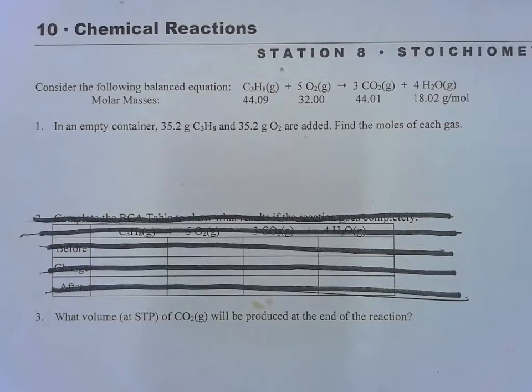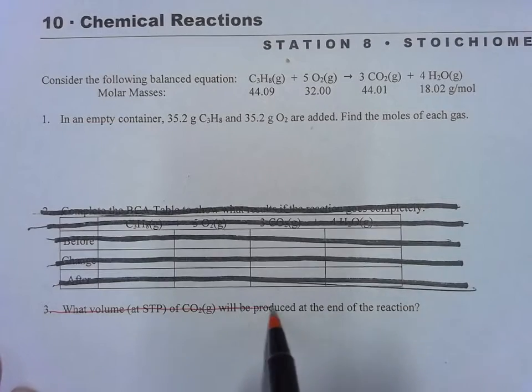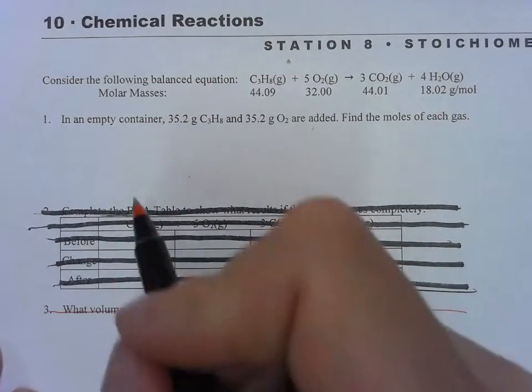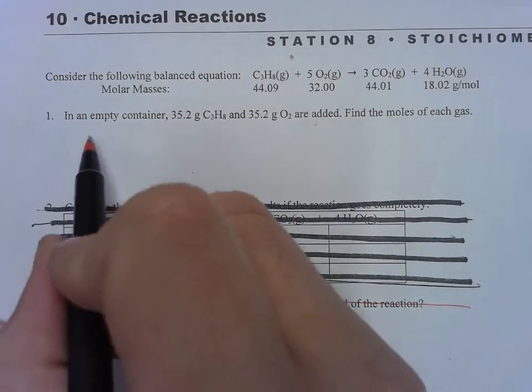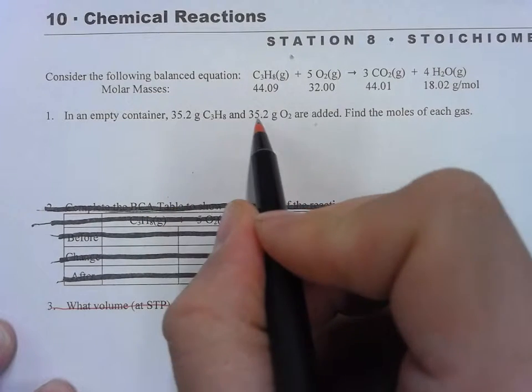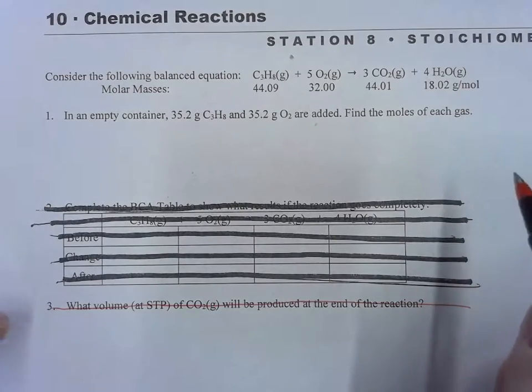Okay, station 8. I should have crossed this off. I'll just cross this one off for right now. I'm not going to get into why. We'll cross it off. In an empty container, 32 grams of C3H8 and 35.2 grams of O2 are added. Find the moles of each gas.